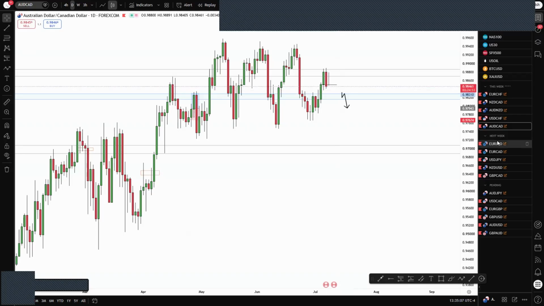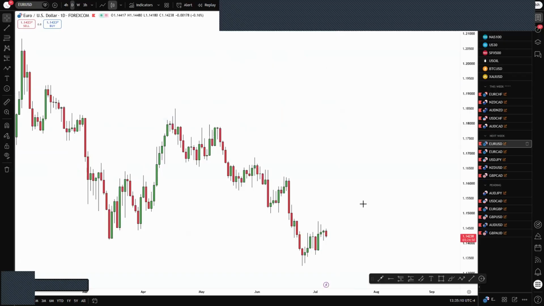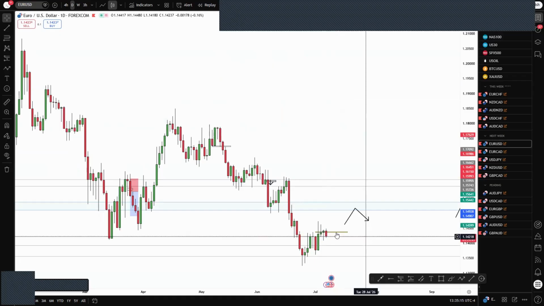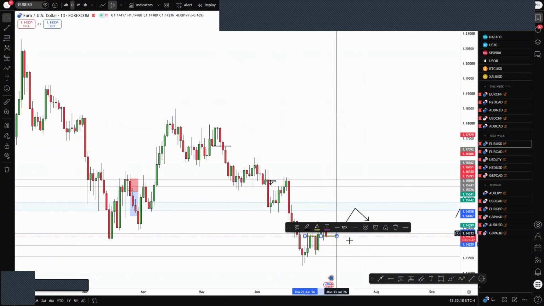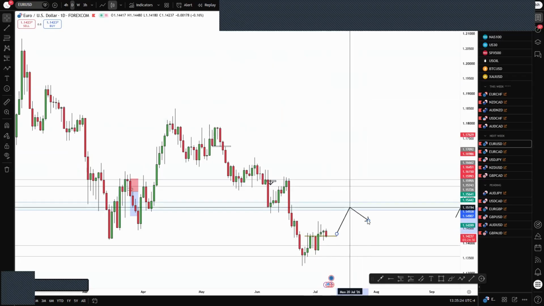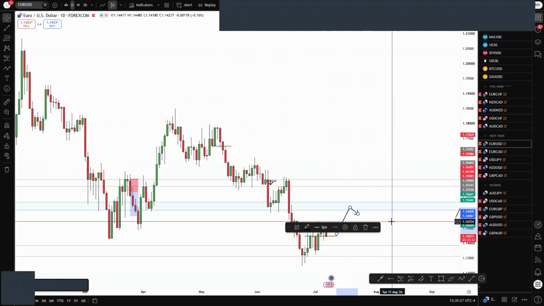Euro USD. See why I avoided this pair? Because I knew it might come and respect this level, and then that's when it might buy, if it needs to buy. You test this level, okay? But nothing happened at all. You'll see what happens.